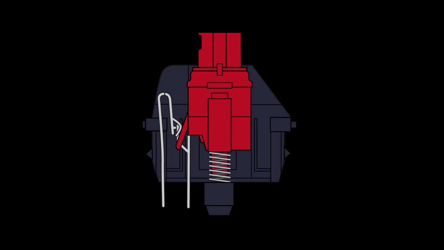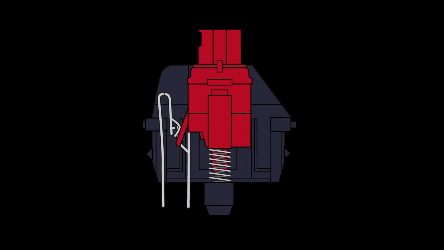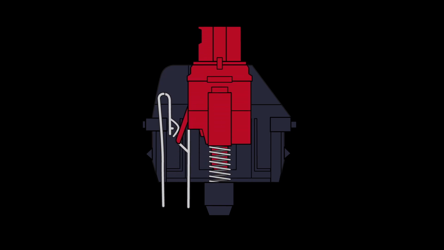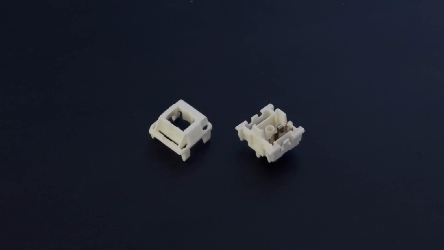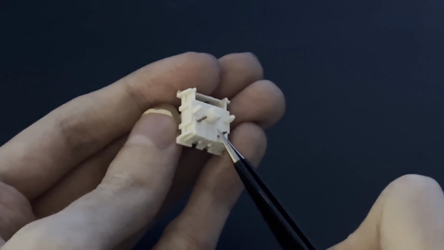It has legs that block the conductive current of the metal leaf when it is not pressed, but then completes the circuit when the switch is pressed down. The top and bottom housings are plastic housings that hold all the parts mentioned. The bottom housing has metal pins and legs to attach it to the PCB.